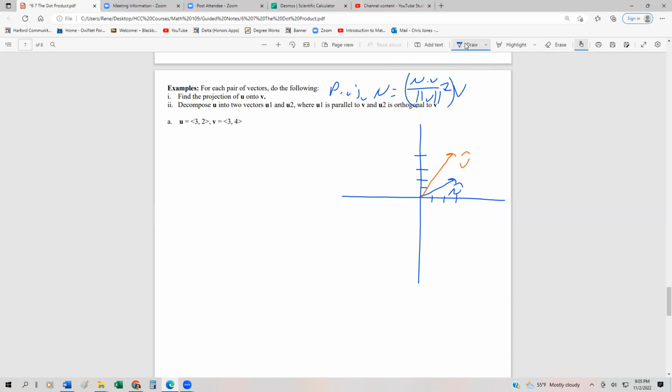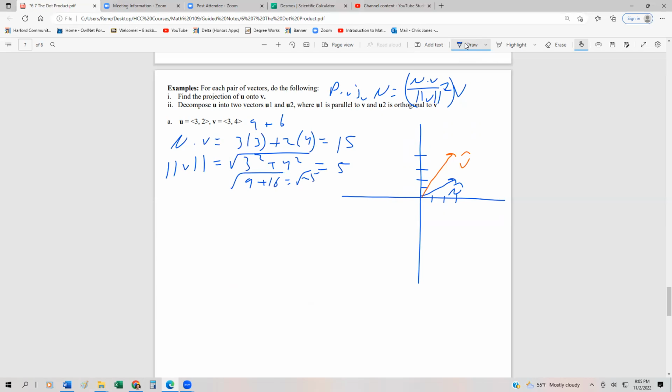All right, so let's find U dot V first, which is easy. That's going to be 3 times 3 plus 2 times 4, which ends up being 15. Nice and easy, 9 plus 6. The magnitude of V is also really easy: the square root of 3 squared plus 4 squared. We've seen this many, many times in the course, right? 3, 4, 5. That's 9 plus 16, which is root 25, which is 5.